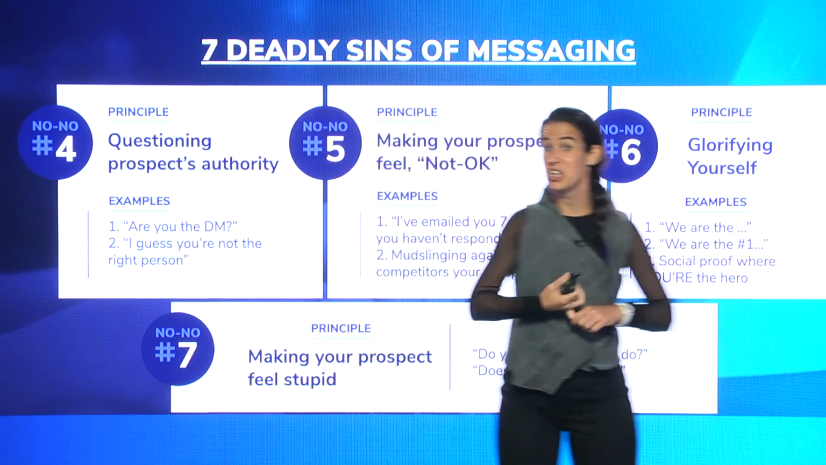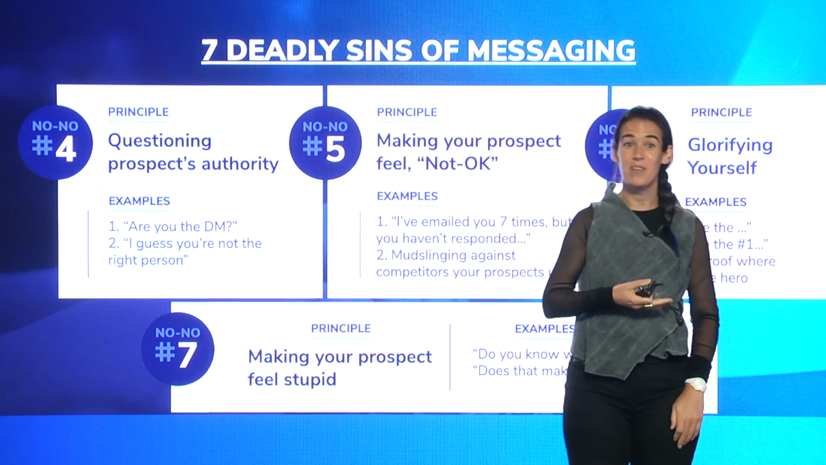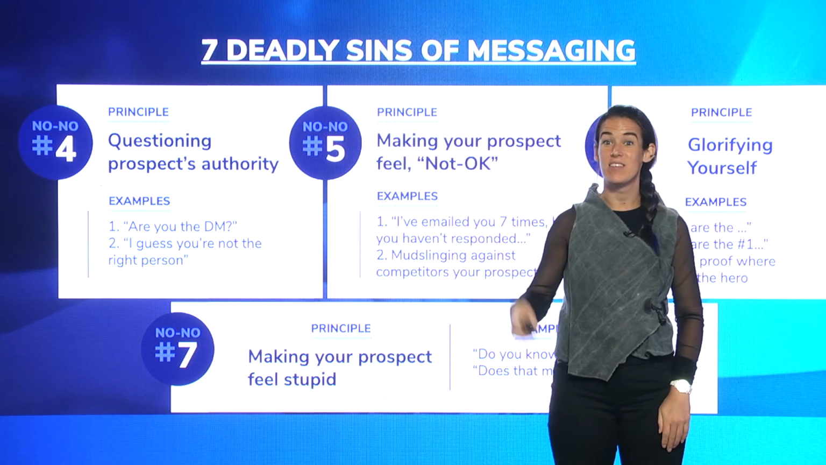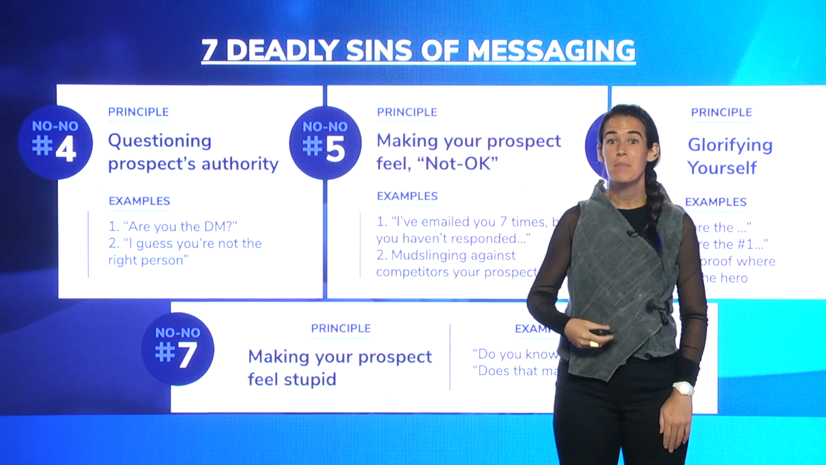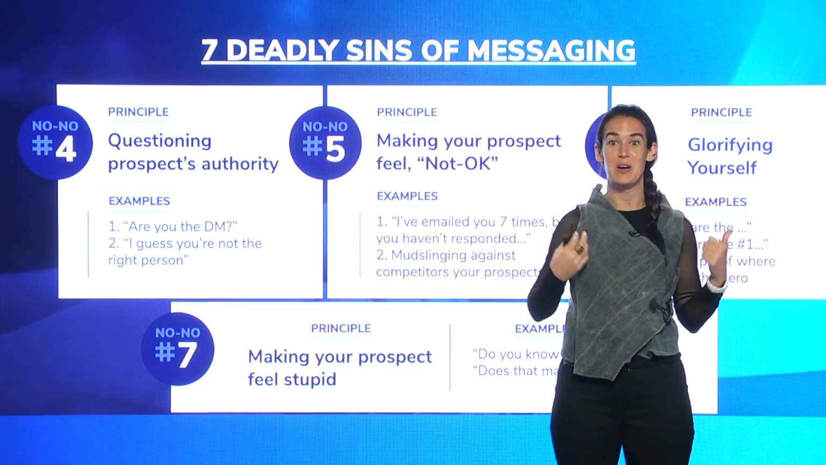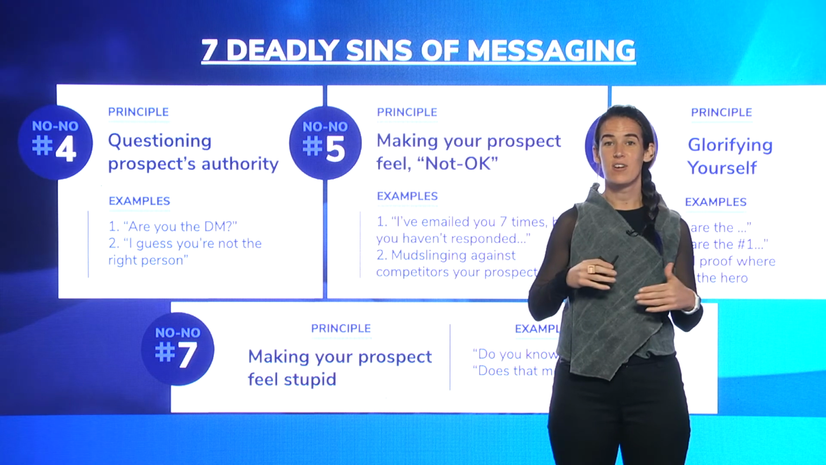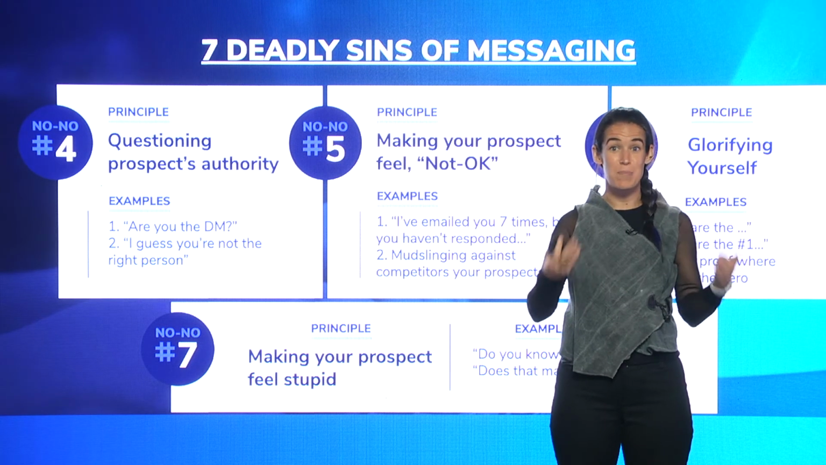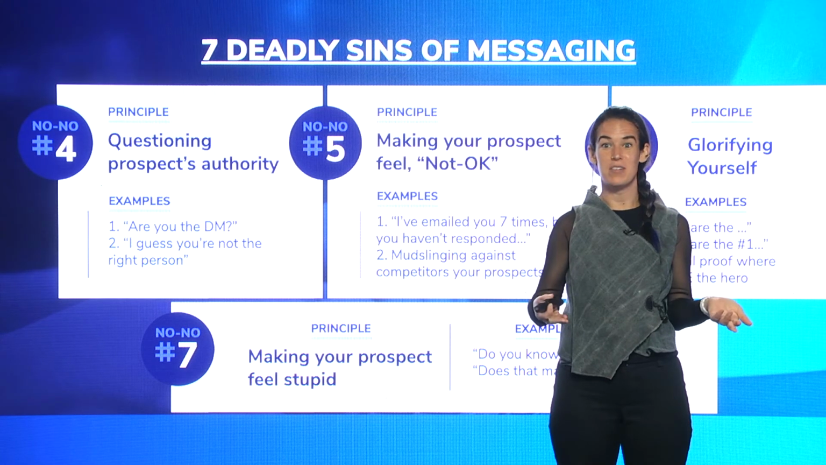Number 4, questioning your prospect's authority, congruent with number 3. But asking people if they're the decision maker, or saying at the end of the sequence if they haven't responded, "I guess you're not the right person." Both of them can trigger all of the wrong feelings within your prospect. So if your prospect is the decision maker and you ask them if they are, they're going to think, yeah, but so what? Would you not be talking to me if I wasn't? Do you not value an intern? Do you not value the little guy, etc.?